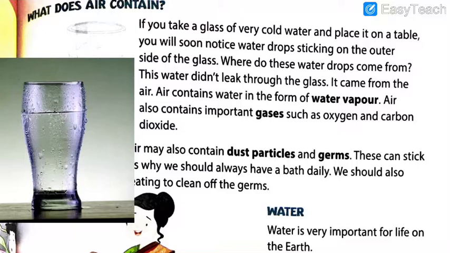You are getting the oxygen. Not only oxygen, many other gases are also there in the air itself. So, a whole lot of things the air contains. Just see, still it is invisible, it is intangible. Still so many things are there inside the air. We breathe in oxygen. Air may also contain dust particles and germs.